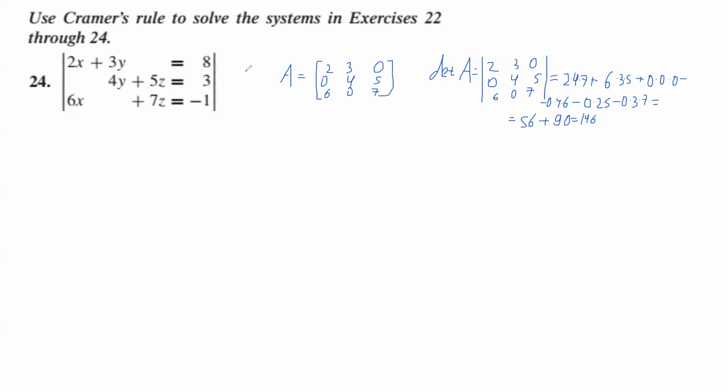Now let's calculate the substitution. We will substitute vector B instead of column 1. So we will get the matrix. Instead of 2, 0, 6, we will have 8, 3, minus 1, because this is the B vector. And the rest of the columns will be the same: 3, 4, 0, 0, 5, 7. So now we calculate the determinant of this matrix.